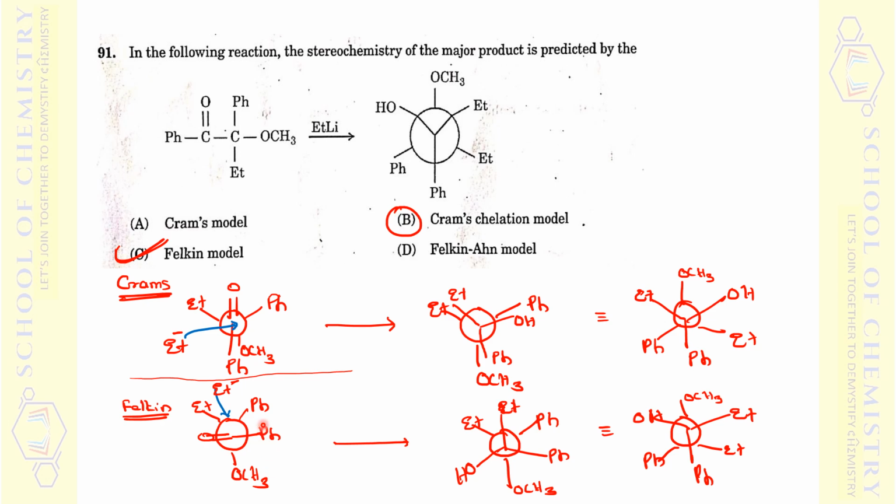Of course, to understand this, if you have worked with these kinds of models, then only you can understand this. Otherwise, it gets a bit difficult to understand. So you should first understand what Cram's model is and how things are worked out in Cram's model, and the same thing with the Felkin model. And if you have practice, then you can confidently do that. Yes, this is not Cram's model, but this is a Felkin model. A little bit difficult question.